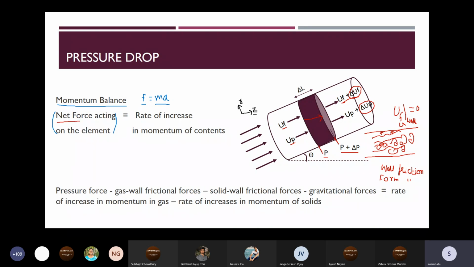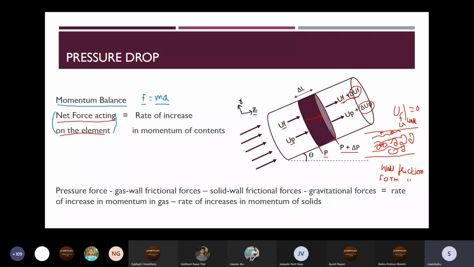So the net forces acting on the element equal the rate of increase in the momentum of the contents in the element. You will see similar derivation in fluid mechanics, and you will see greater detail of explanation in your fluid mechanics books, and definitely you will understand much more as you go through. But at the same time, I haven't skipped the topic. I have clearly explained whatever details are necessary for you as part of this derivation.